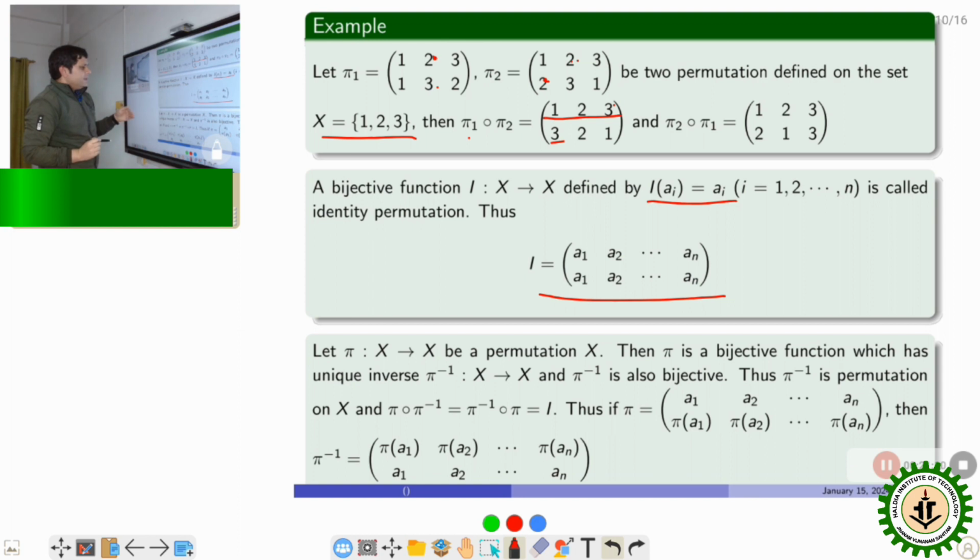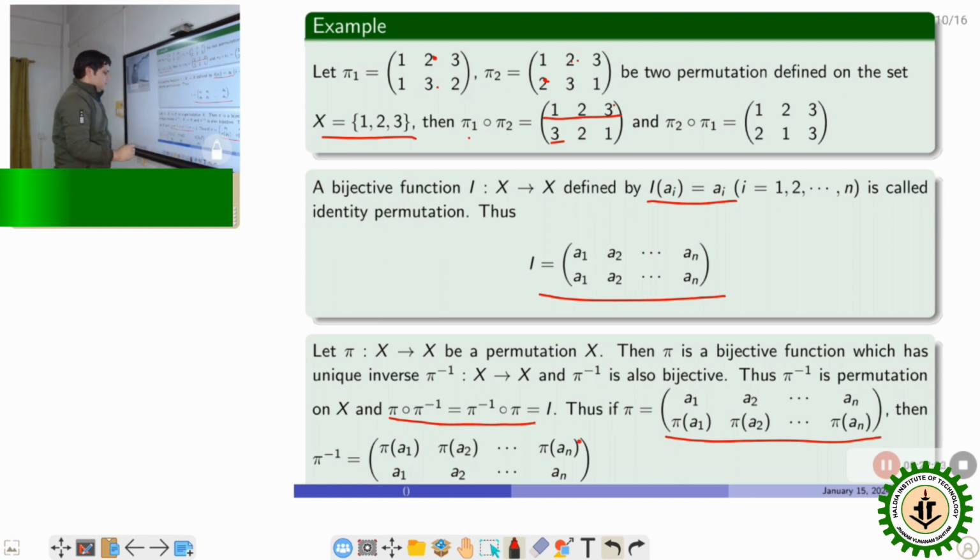And next we define the inverse permutation. If we take pi, a permutation from X to X, then pi is a bijective function, and for any bijective function we know an inverse function exists, pi inverse. This is also a function from X to X, and pi inverse is also bijective. Thus, pi inverse is a permutation on X, and we also know from composition of mappings that pi ∘ pi inverse equals pi inverse ∘ pi equals I. The inverse permutation we write by just interchanging: pi(a1) maps to a1, pi(a2) maps to a2, up to pi(an) maps to an. That means the domain set and codomain set are just interchanged.